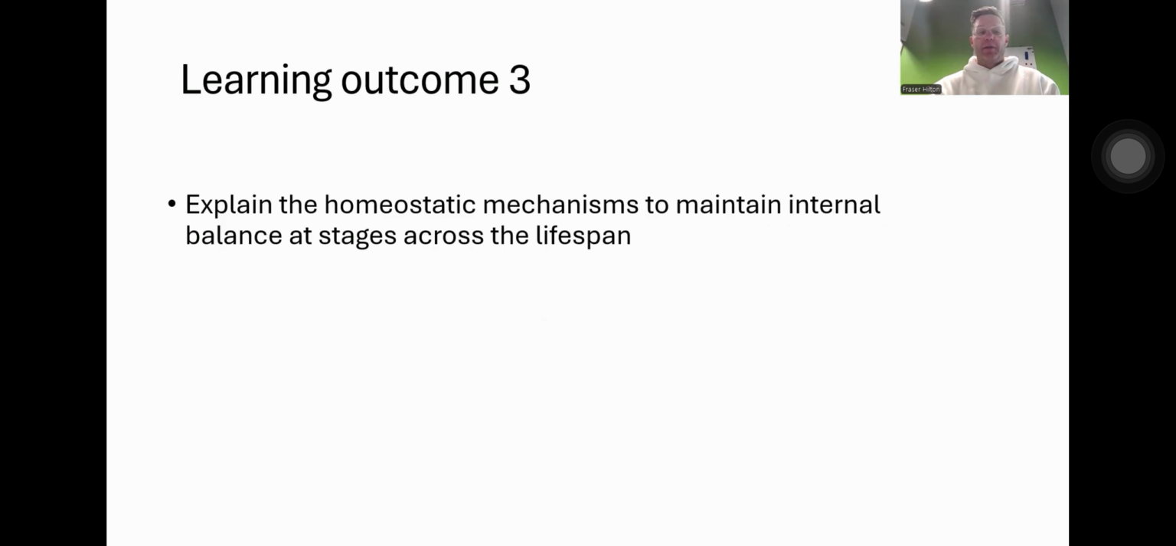Our next one is learning outcome 3: explain the homeostatic mechanisms to maintain internal balance across stages of the lifespan. Homeostatic mechanisms is a funny word. We might recognize it, but not quite. We just said homeostasis. That's what that is saying. So mechanism is just the ways homeostasis works in each system. And then to maintain balance, that's saying homeostasis again, so it's double saying the same thing.